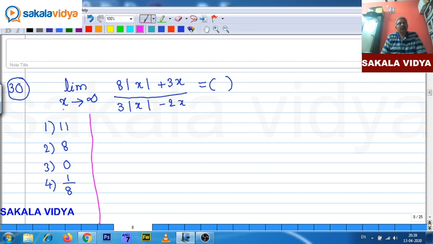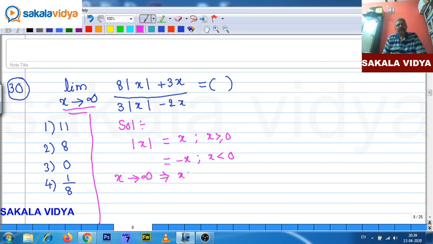So limit x approaches to infinity, 8 mod x plus 3x by 3 mod x minus 2x. So first let's have a discussion on the mod x function. See, mod x is equal to x when x is greater than or equal to 0, equal to minus x when x is less than 0. Am I correct? Now x approaches to positive infinity, that means x is greater than 0. Therefore mod x is defined as x.